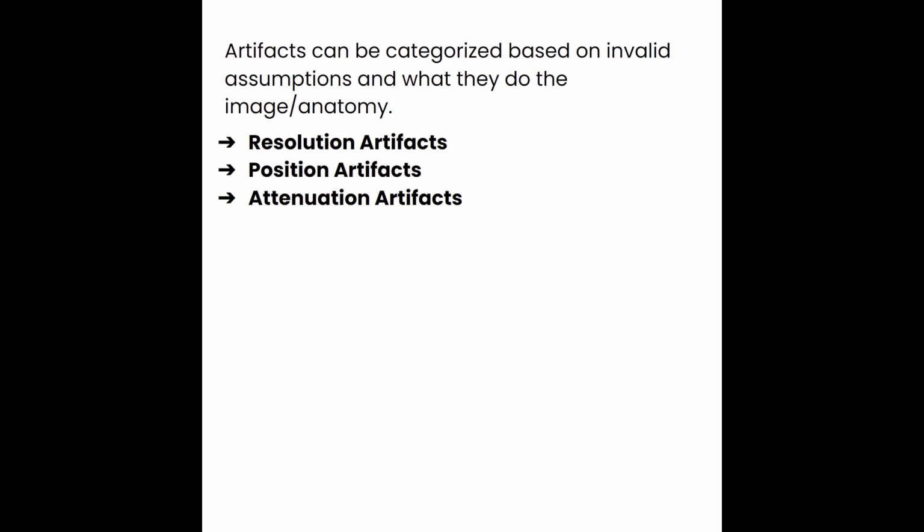When studying artifacts, focus on what the artifact looks like first. You should be able to name an artifact based on its appearance in the image. Next, try to understand what assumption or assumptions are invalid and why the artifact occurred. As a sonographer, it is also going to be very important for clinical imaging to know how to correct for an artifact, when to leave it because it adds to the diagnosis, or know that it is what it is because, well, physics.